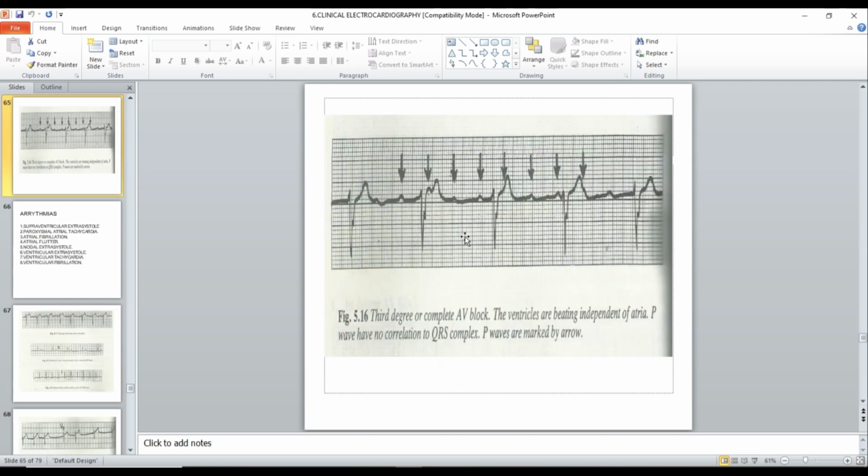This is complete heart block where the atria and ventricles contract on their own. The RR interval is constant, but the PR interval is variable.